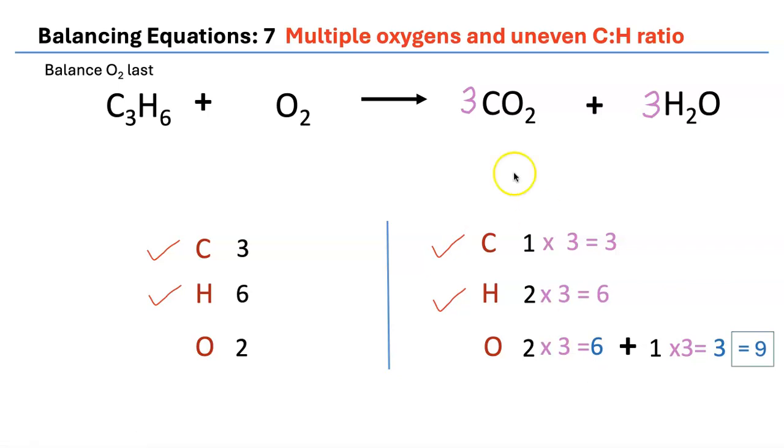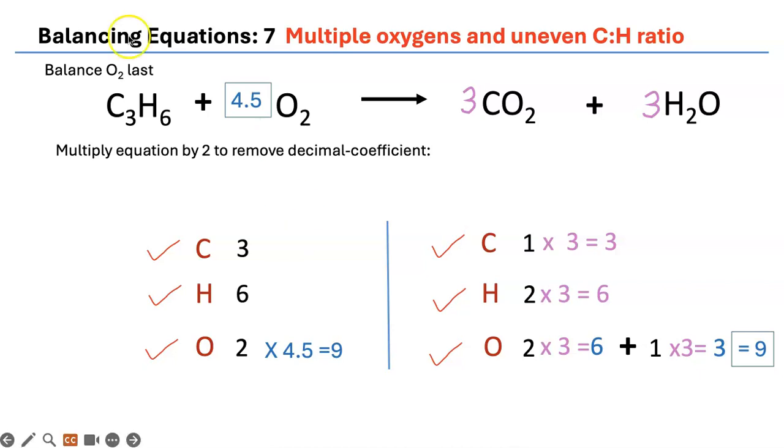Now, here's the problem. You can't have 9 oxygens here. 9 times 2 is 18. And this side is equal to 9. So we're going to instead put 4.5, because 4.5 times 2 is 9. And then we will be equal to both sides. But you can't have a non-whole number coefficient. So we are going to multiply the whole equation by 2 to get rid of the 4.5 and have a whole number. So now oxygens are balanced, but you're not done yet.